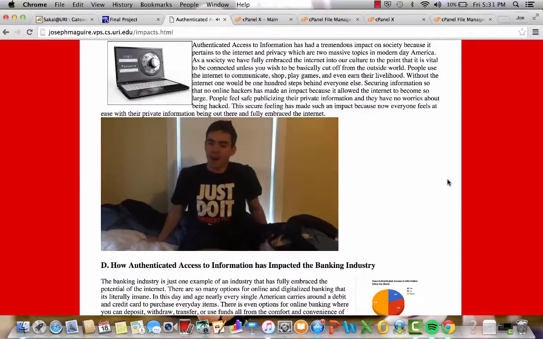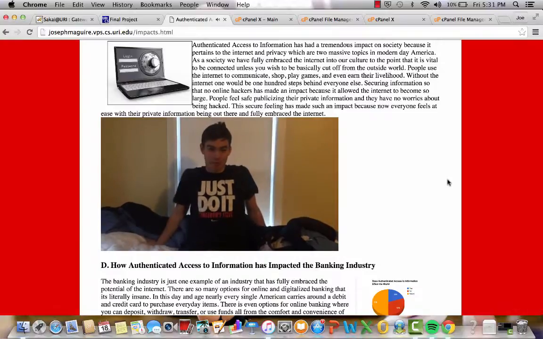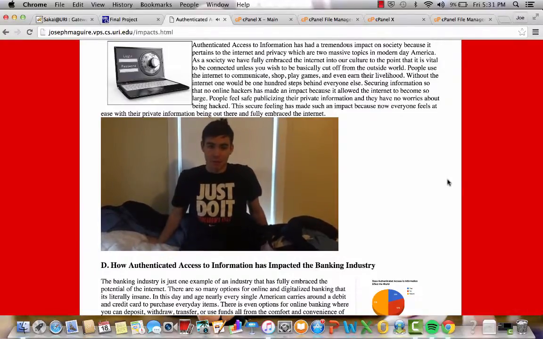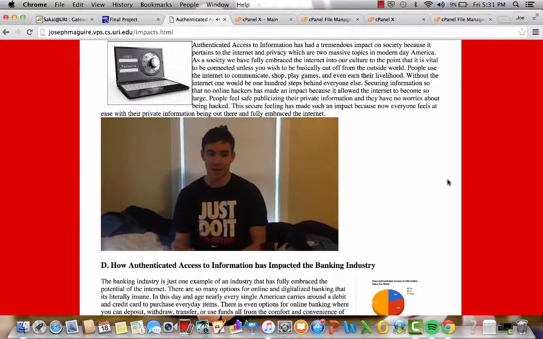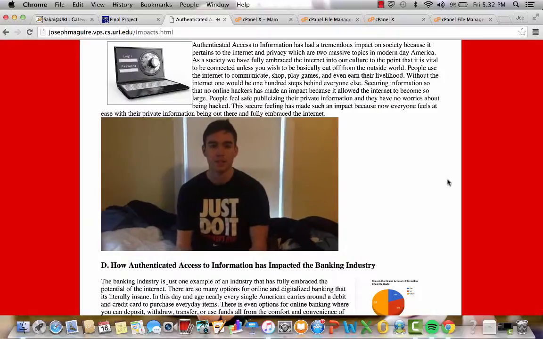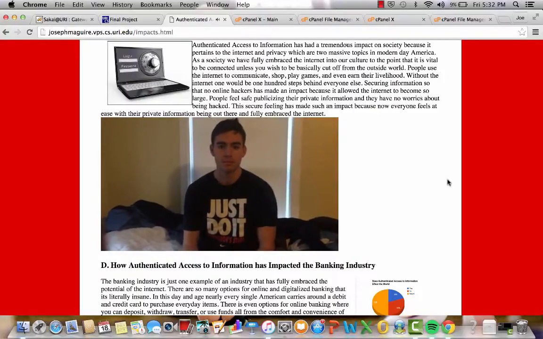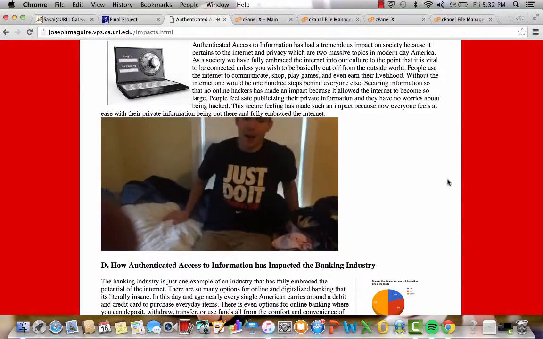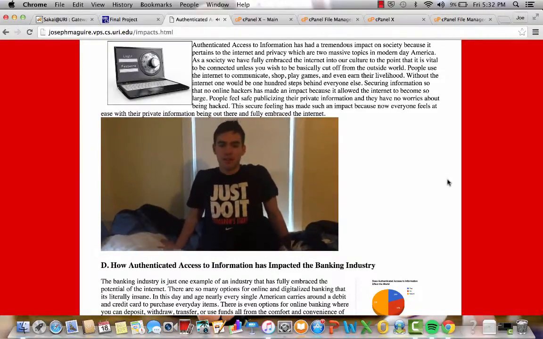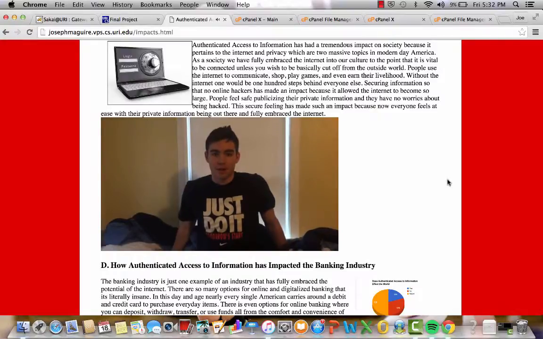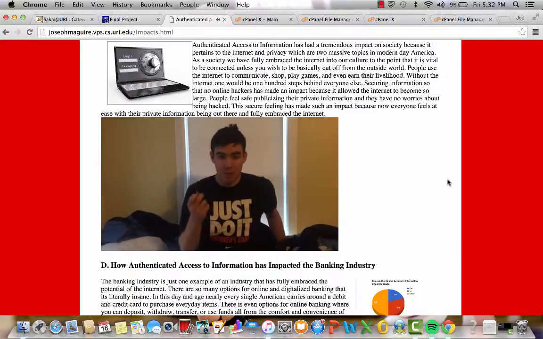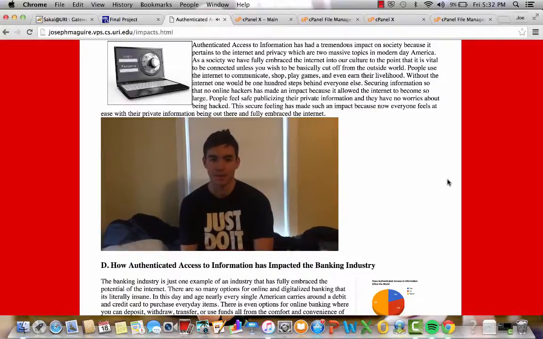Well, I definitely feel like authenticated access to information has had a positive effect on society because it allows for further security for people's assets and other personal information. What area specifically? I would say that an area that's impacted is the banking industry, especially with the addition of the internet, because people can put their funds online and they need that to be protected, so they need passwords and other security measures in place to protect their money so other people can't steal it.